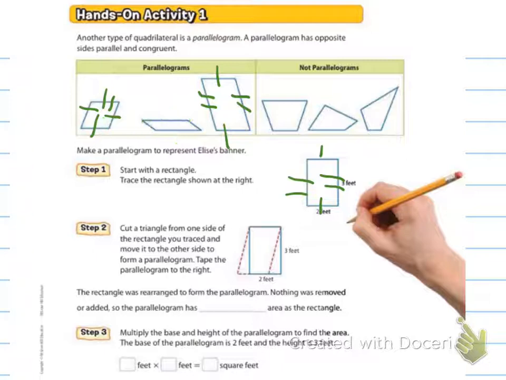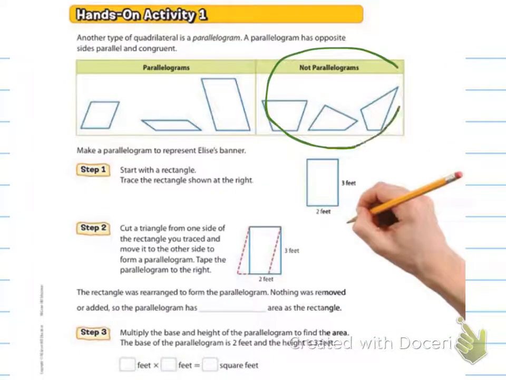Now, not parallelograms are any shapes that do not have sides that are the same length on both sides. So obviously you can see that this length and this length are not the same. As soon as you see that one set of sides are not the same, then you can stop. Now these two are parallel, but they are not the same length because these two are coming inward. So those are not parallelograms because they don't have parallel sides that are congruent.